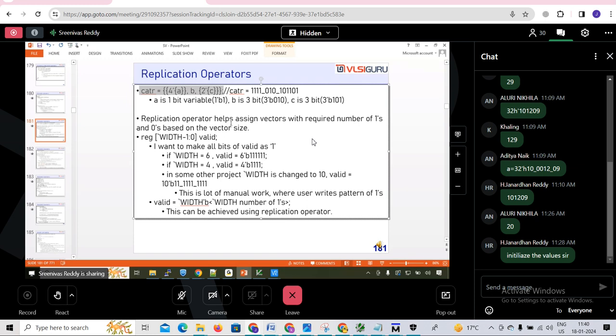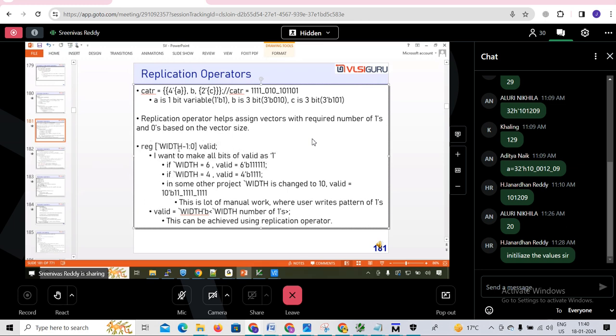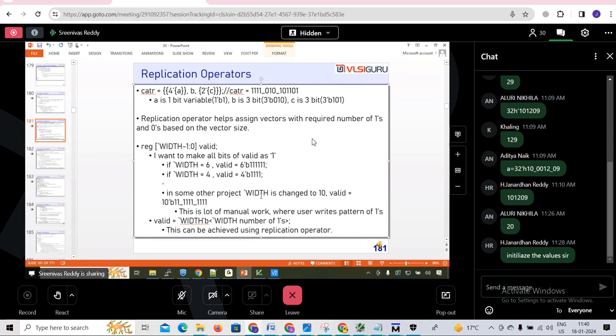Replication operator helps assign vectors with the required number of ones and zeros based on the vector size. I would write reg width minus 1 down to 0 valid. If I want to make all bits of valid as 1, if width is 6, then valid will be what? 6 ones. If width is 4, valid will be 4 ones. In some other project, width is changed to 10. So how do I change it? So I cannot write like this.